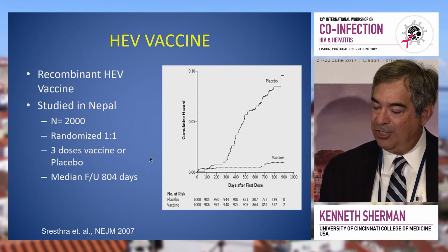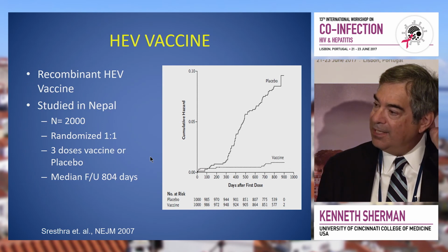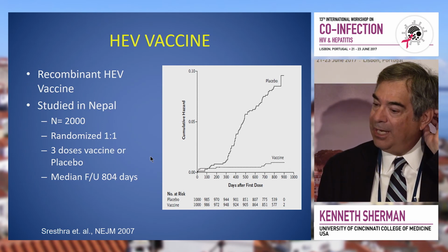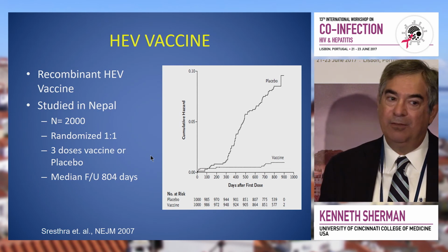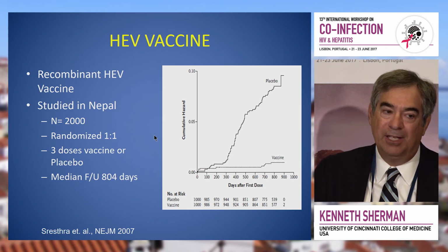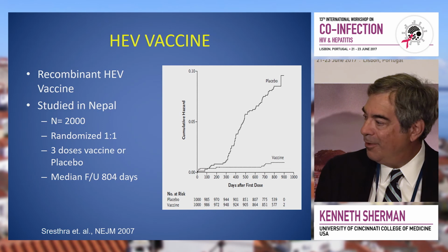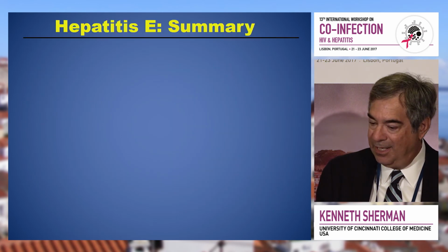Subsequently, in China, another vaccine was developed. It is called Hecolin. It is for sale in China only. It appears to be very effective and durable out to 4 years after the vaccine is given, but it is not available in other places and has not been studied elsewhere.